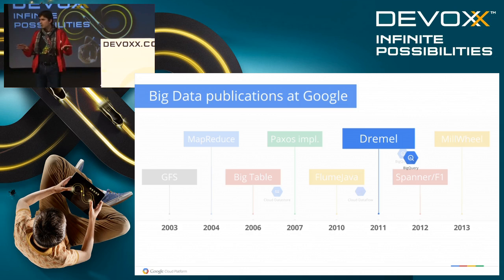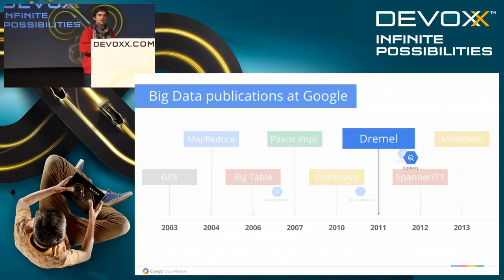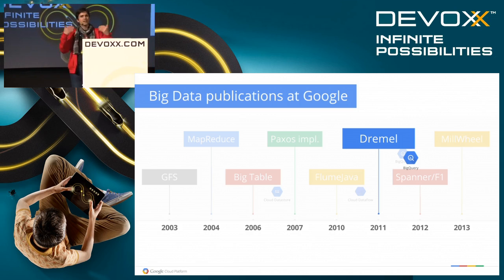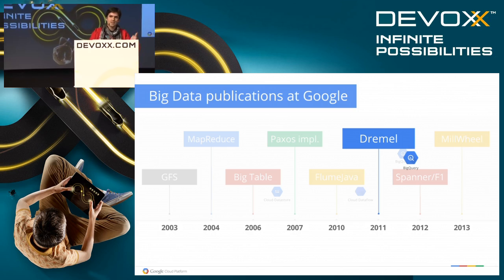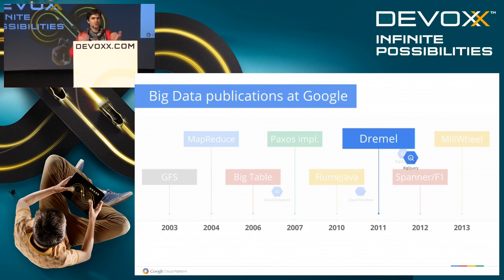Jump straight into BigQuery. BigQuery is a completely hosted service. You upload your data, you type your query, 10 seconds later you have your result. And the service has spun up 300 machines during those 10 seconds. That's fine. At Google, that's fine.